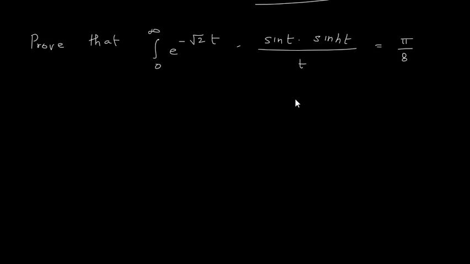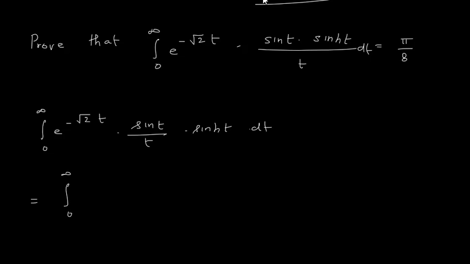Now here, if I simplify this part, integral 0 to infinity e power minus root 2 t into sin t divided by t into sin hyperbolic t into dt. So here I will get integral 0 to infinity e raised to minus root 2 t sin t upon t.